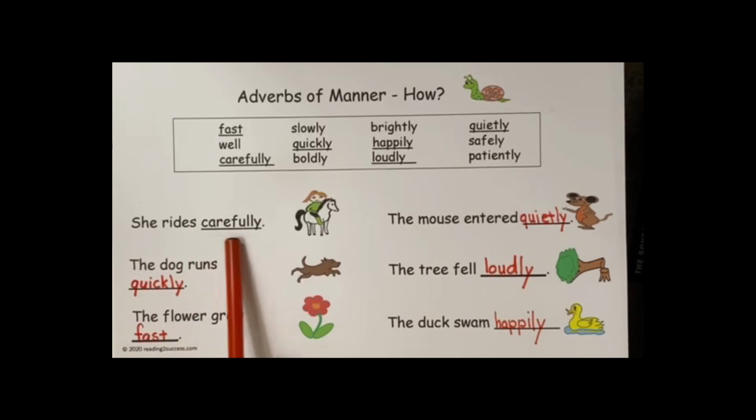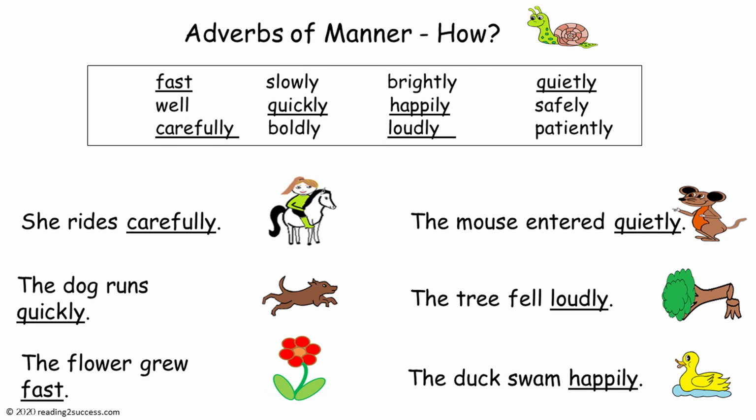She rides carefully. The dog runs quickly. The flower grew fast. The mouse entered quietly. The tree fell loudly. The duck swam happily. And this is a completed example.